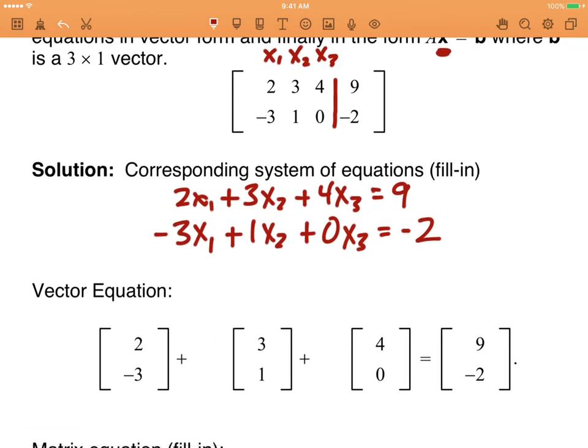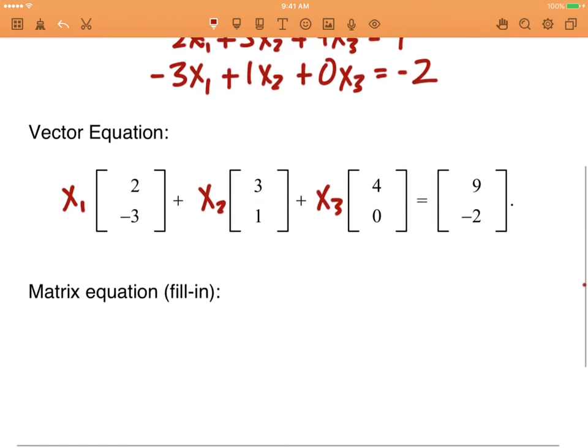Then we realized we could rewrite this system of equations as the vectors. So the vectors are these columns, and 2, negative 3 has the x1 weights, 3, 1 is multiplied by x2, 4, 0 is multiplied by x3. So you should be able to see the correspondence between those two ways of writing it. In the system of equations, each equation corresponds to one row of the vector equation.